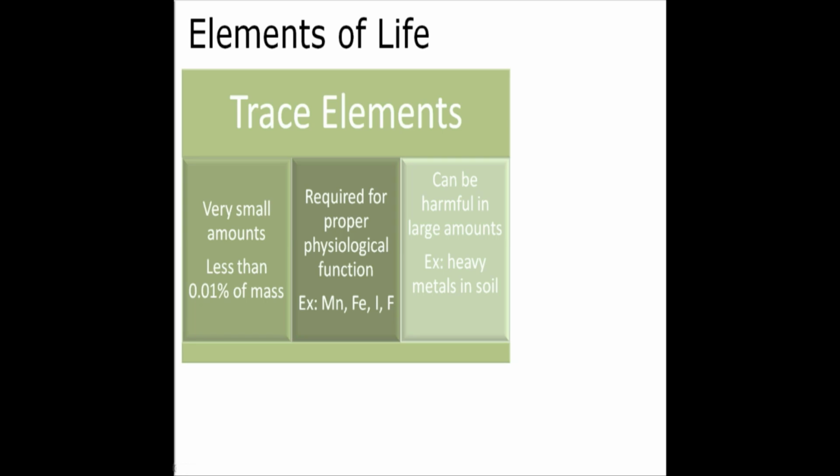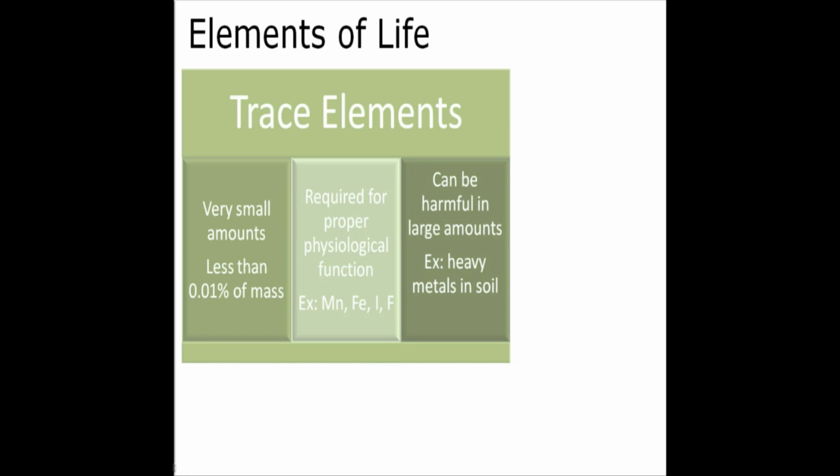However, some trace elements can be harmful, especially if they're found in large amounts. One example of this is heavy metals. One kind of soil pollution is heavy metals in the soil. With various processes, nuclear wastes, things like that, there are lots of heavy metals found in soils. There are heavily polluted soils. And so some organisms cannot process these metals, and so they can't grow in these highly polluted areas.